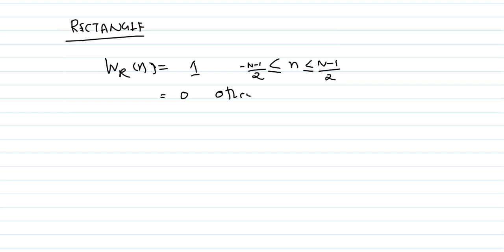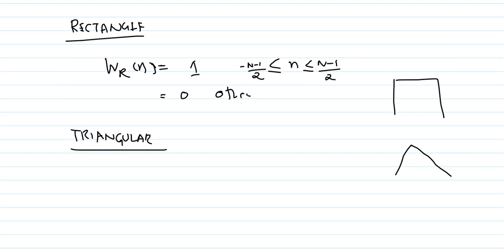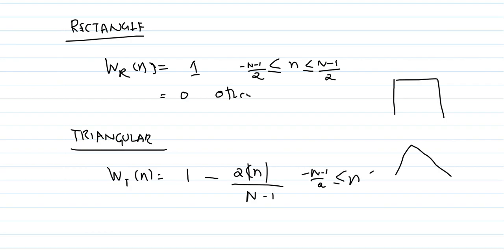Still, if you want to cut down the oscillations, instead of having an abrupt cut, we can have a gradual cut. This is called the triangular window. Instead of an abrupt cut, we have a gradual cut, which will be somewhat smooth. So WT of n is given by 1 minus 2 mod n by (N minus 1), and again the range is from minus (N minus 1) by 2 to (N minus 1) by 2. This is for the triangle window.